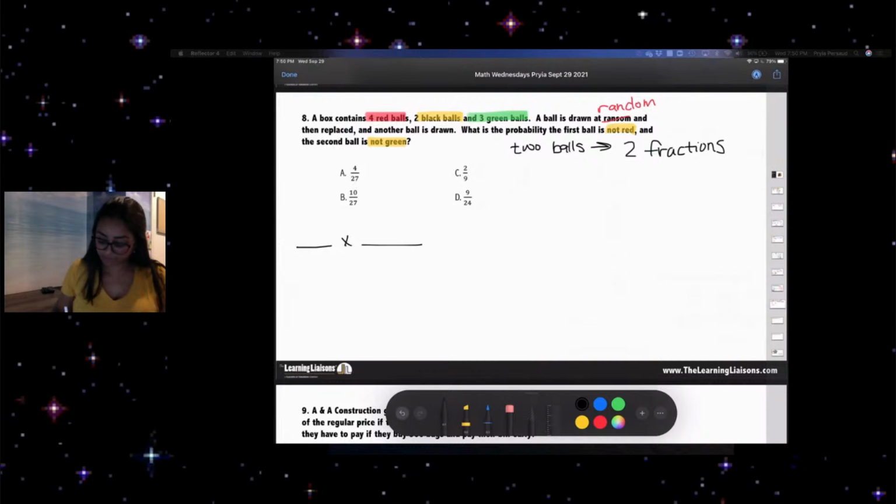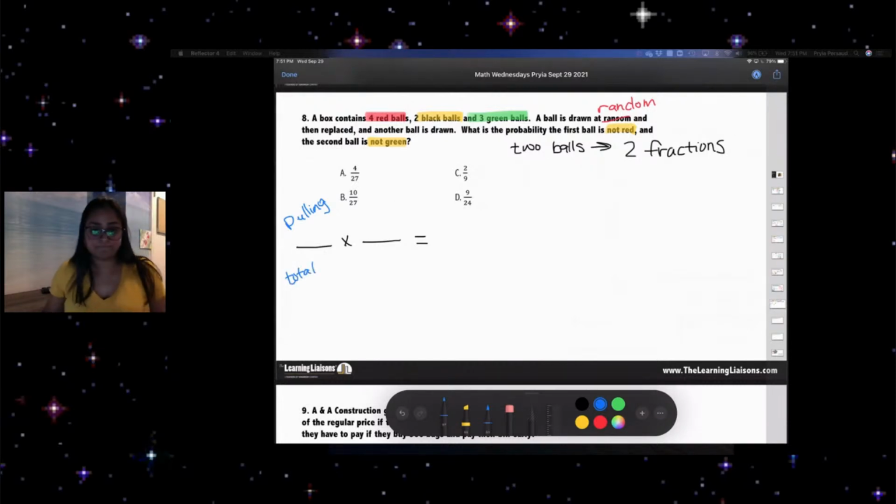How do I know that I'm going to multiply them? This is a probability problem. We're figuring out the probability of something happening. How many chances? What's my odds, right? Remember, in our fractions like this, the top number is always going to be what you're looking for, what you're pulling. And the bottom number is always going to be your total. So we have our pulling number and our total number.